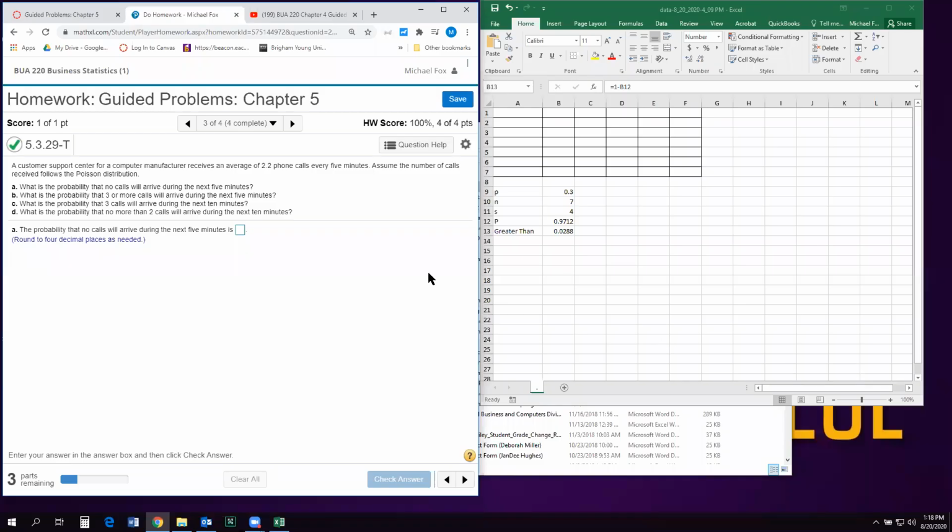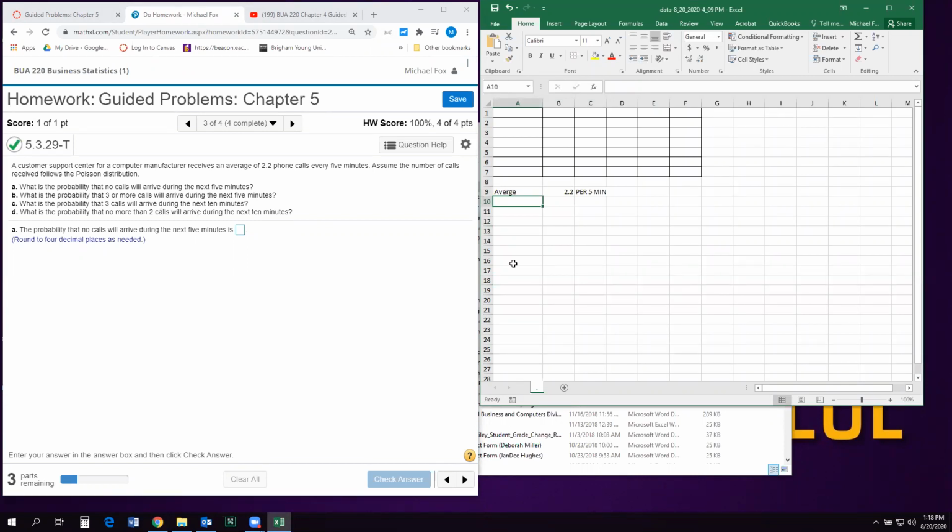All right, so question 3 has to do with a Poisson probability distribution. So that's a little bit different. Remember, Poisson distributions are used for things where we're measuring something over time. So in this case, it's 2.2 phone calls every 5 minutes. So our average is 2.2 phone calls, I'll say per 5 minutes. All right, so that's our average.